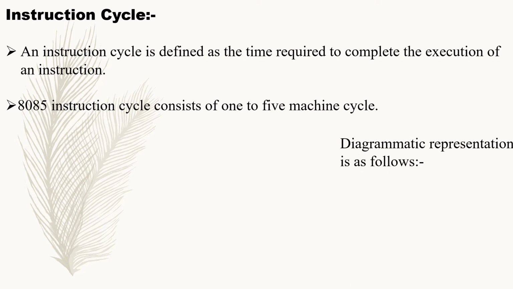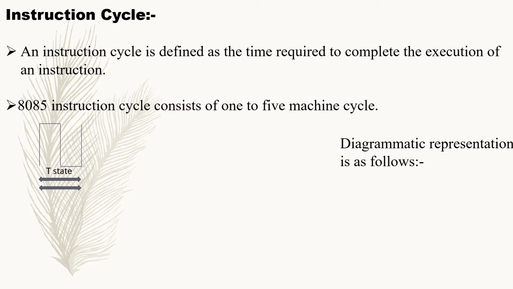So let us see the diagrammatic representation of instruction cycle, machine cycle and T state. So here I have one high state and a low state. This high state and low state together forms one T state. That is the subdivision of the operation. The subdivision of an operation which is performed in one clock period is called as T state. One high state and one low state together forms one T state.